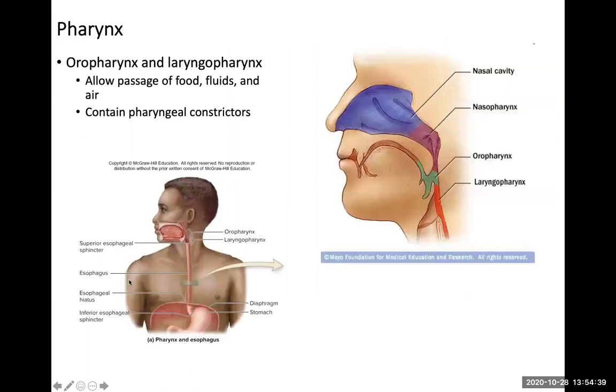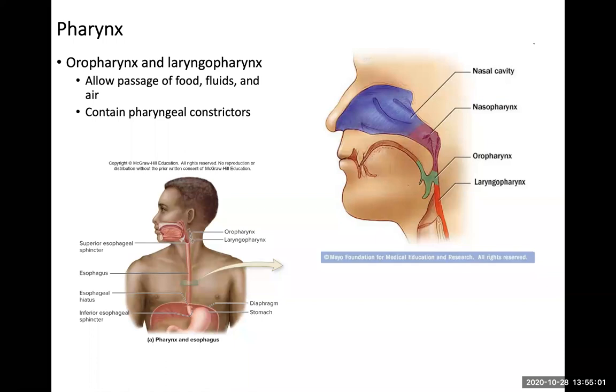Okay, so the pharynx. The pharynx is the throat, right? We talked about the pharynx in pretty good detail when we were in the respiratory system. There are 3 sections of the pharynx: the nasopharynx, oropharynx, and laryngopharynx. The nasopharynx is a passageway for air only, but food and water go through the oropharynx and the laryngopharynx on their way to the esophagus.